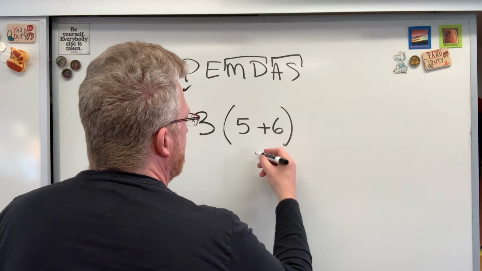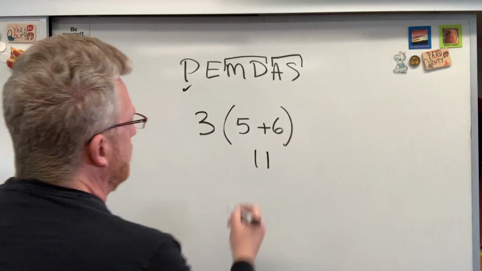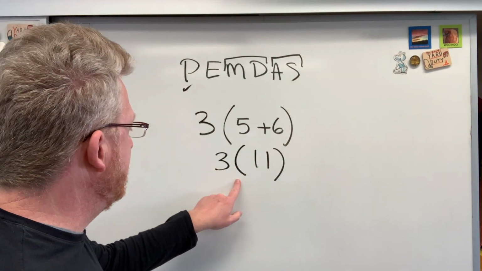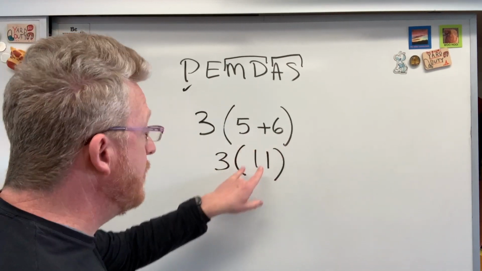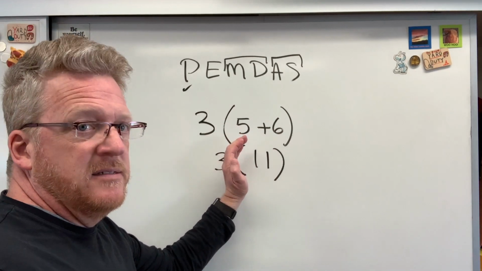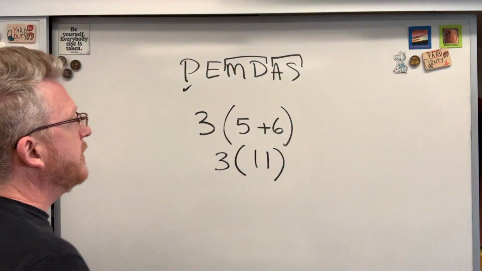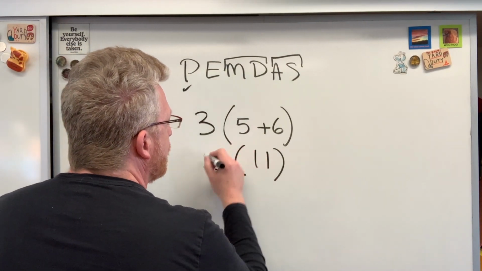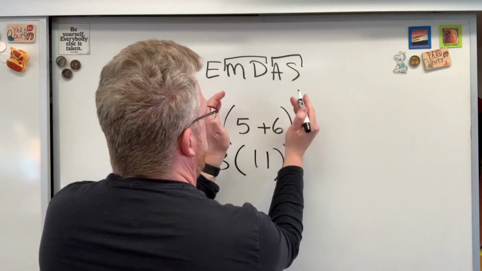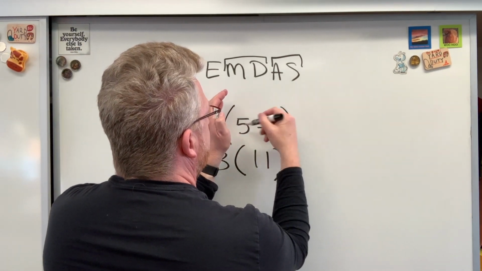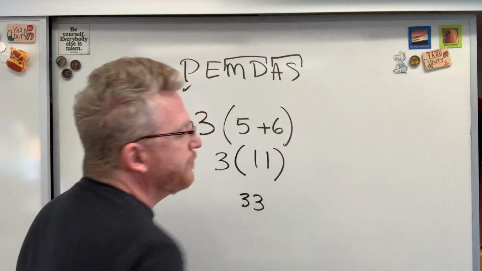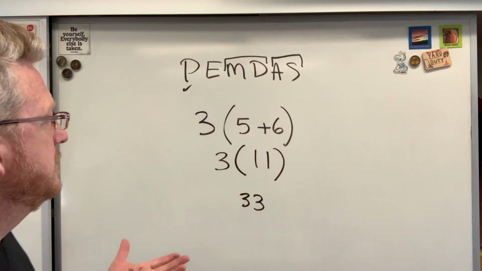5 plus 6, that gives me 11, right? So now I've got 3 parentheses 11. There's nothing inside the parentheses that needs to be done anymore. So when this 3 is up against that parentheses, what does that mean? That actually means multiplication, because I'm saying I have 3 of whatever's inside here. That's what it meant up here too. It meant I have 3 of this, but this happens to be 11. So 3 times 11 is 33. And that's it.